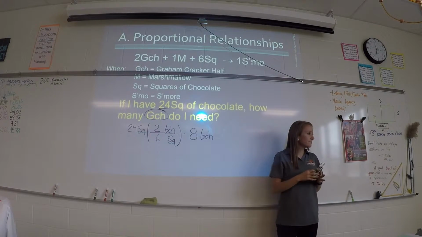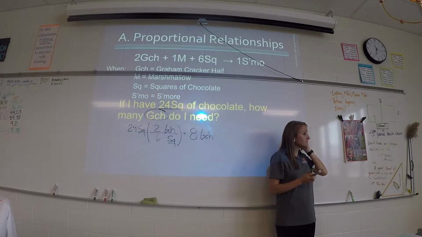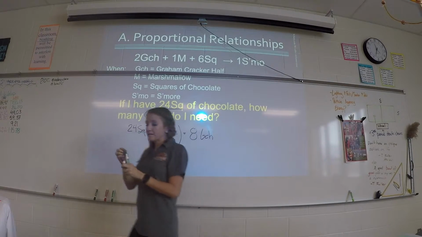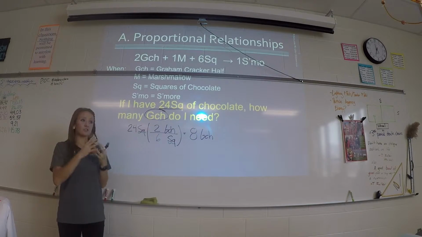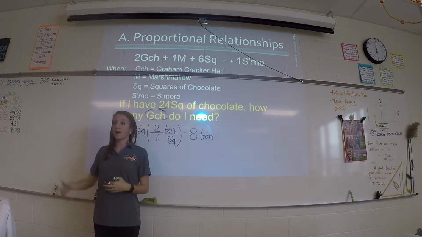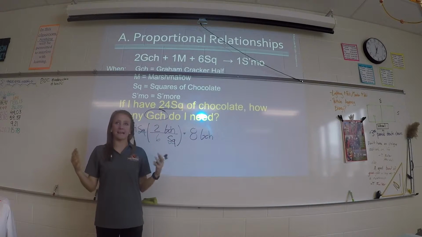Yeah, so the main goal is to not have to convert to s'mores to find out the graham crackers, but instead to use its own equation. Exactly. That's the cool thing with stoichiometry: you can relate any two things together. You can relate a reactant to a reactant, a product to a reactant, because they're all connected.